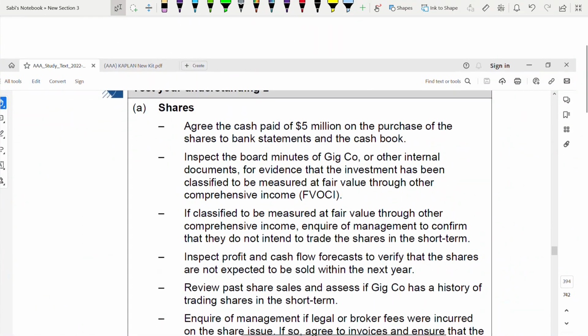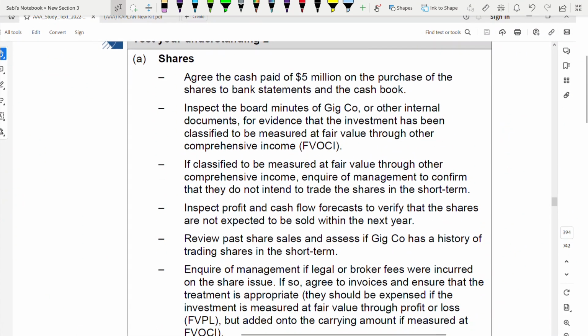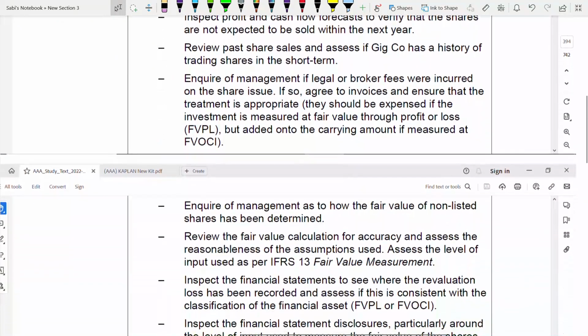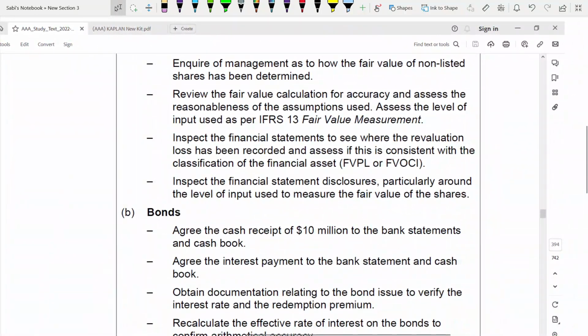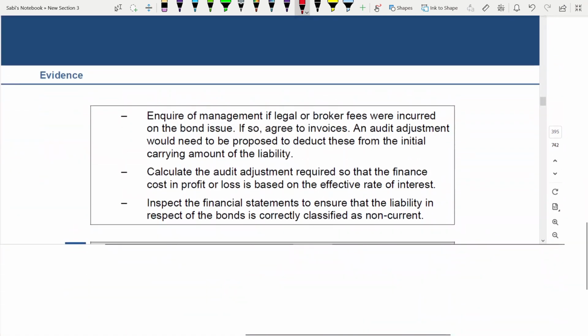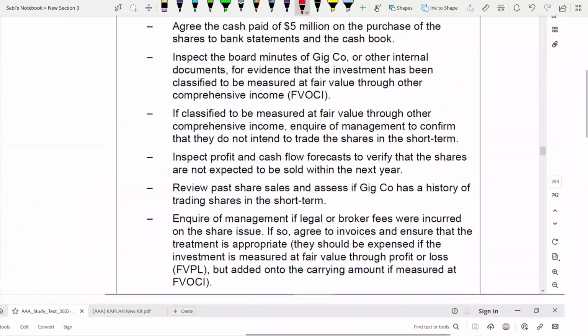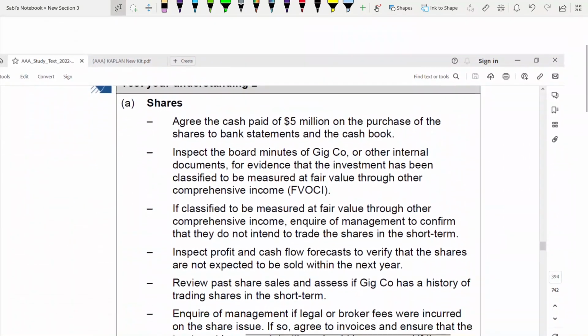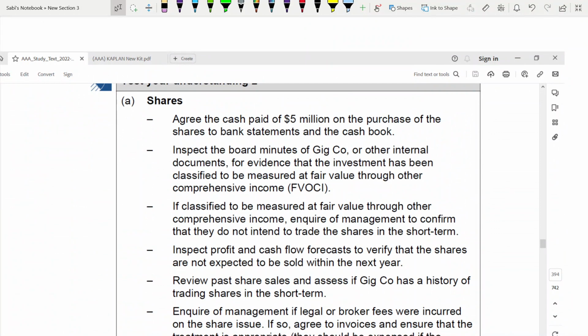If you see for shares, how many points are there? 1, 2, 3, 4, 5, 6, 7, 8, 9, 10. 10 points for shares, which is not needed. And for bonds, 1, 2, 3, 4, 5, 6, 7. 7 for bonds. They have given all the possible answers. Okay, so now, I will show you.